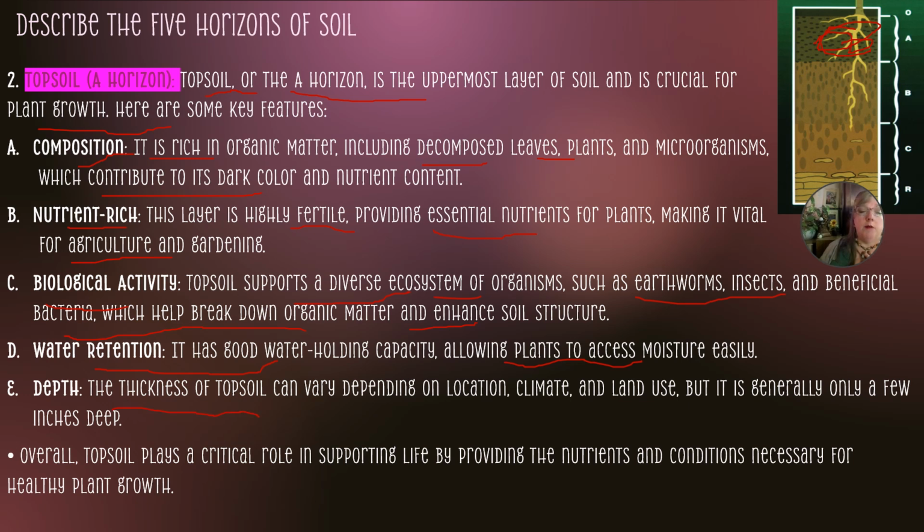The thickness of the topsoil can vary, again, depending on location, climate, and land use, but it's generally only a few inches deep. It's not really very deep, which means we need to protect it. That's why it's so important for us to protect it. Overall, the topsoil plays a critical role supporting life, providing nutrients and conditions necessary for plant growth.